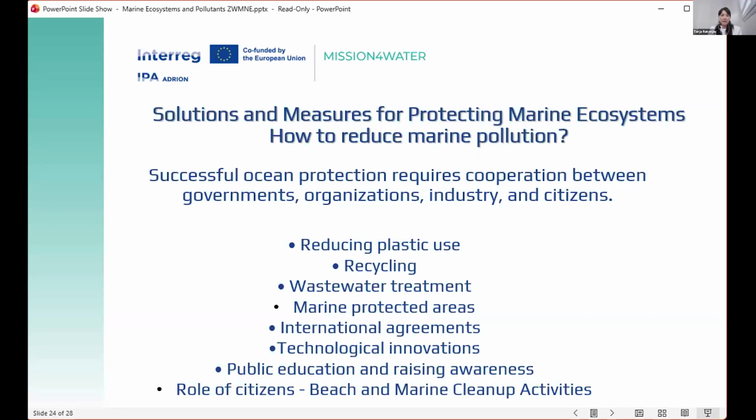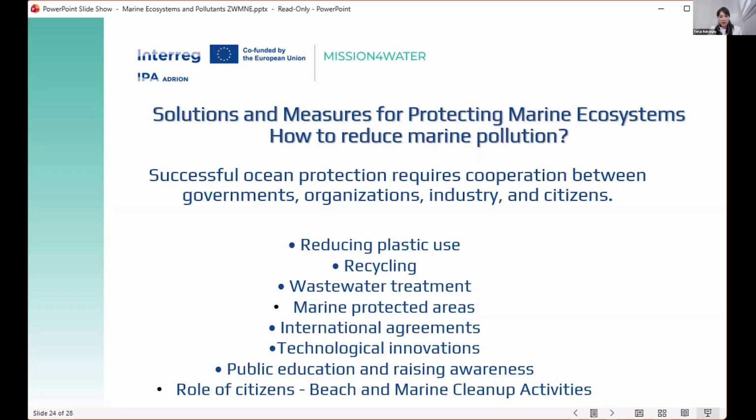Establishing marine protected areas, because in these zones activities that could harm the environment, such as overfishing or uncontrolled construction, are strictly forbidden. International agreements: since seas and oceans are interconnected, their protection requires cooperation between countries. International agreements can join policies and help reduce pollution, overexploitation of resources, and climate change.